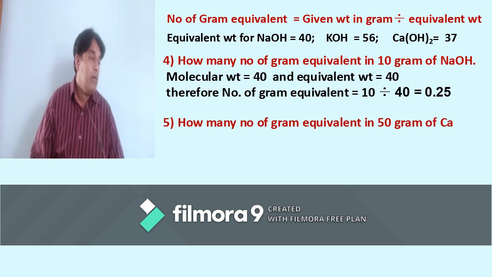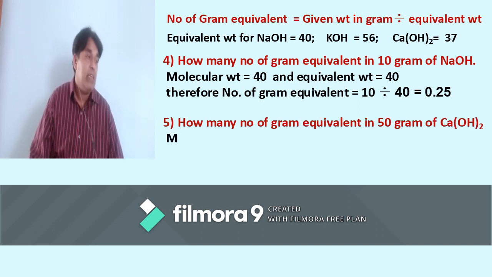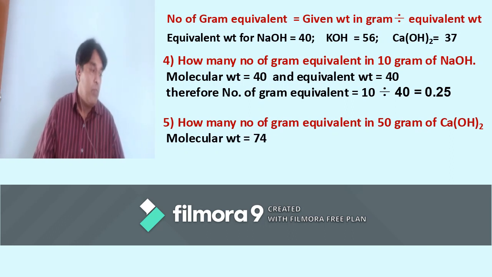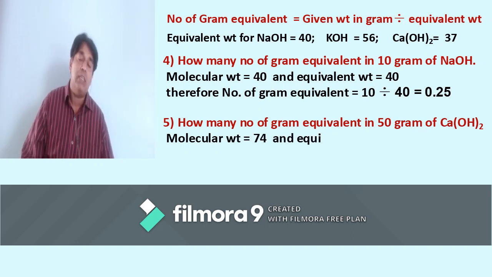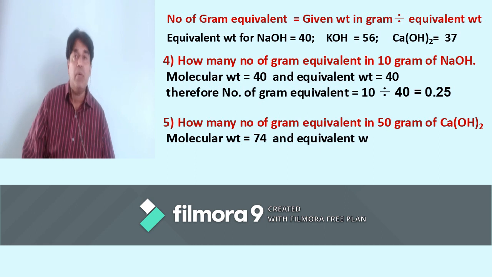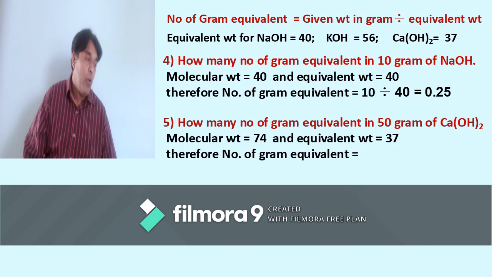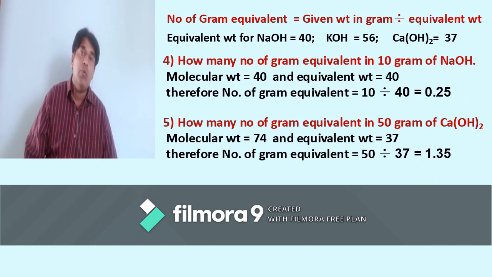Now the next example. How many gram equivalents are in 50 grams of calcium hydroxide? Now the molecular weight of calcium hydroxide is equal to 74, but the equivalent weight is equal to 37. Therefore, number of gram equivalent equals the given weight 50 upon equivalent weight 37, equal to 1.35.